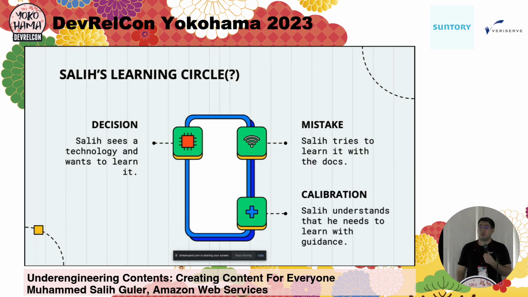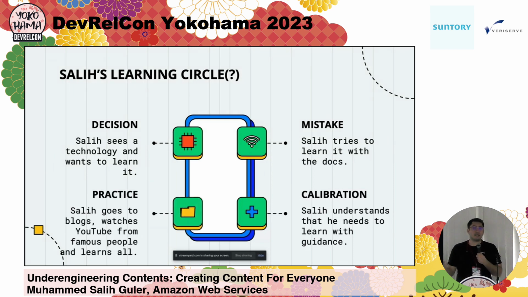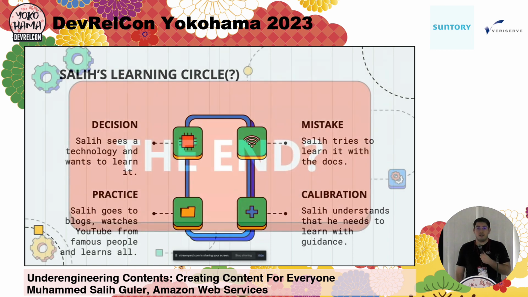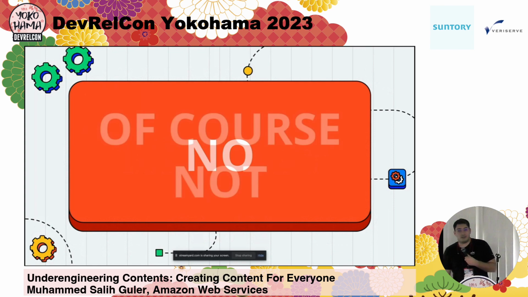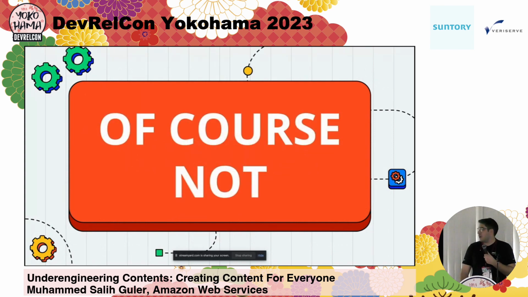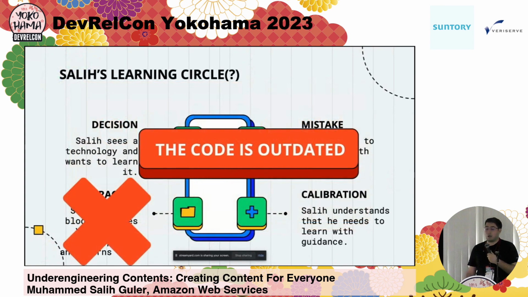I need to learn from the people, content creators like myself, like everyone here. So I go and practice from blogs, I go and practice from YouTube videos and so on. And I'm like, okay, now I've learned, right? Everything should be all right. That should be the end. But the answer is no. Of course not. That's not how it works. Why would it not work?